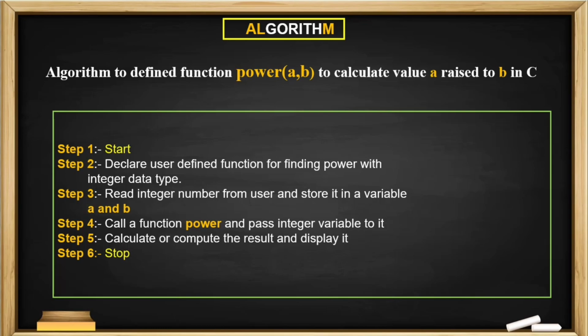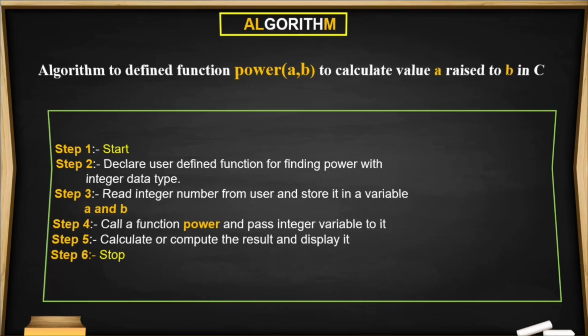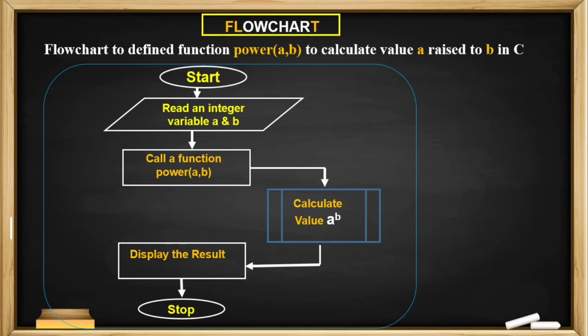In step 3, we shall read two integer numbers and store them in variables a and b. Here, a is the base and b is the exponent. In step 4, we shall call the function and pass values a and b. In step 5, the power value is computed and displayed. Step 6 is stop.